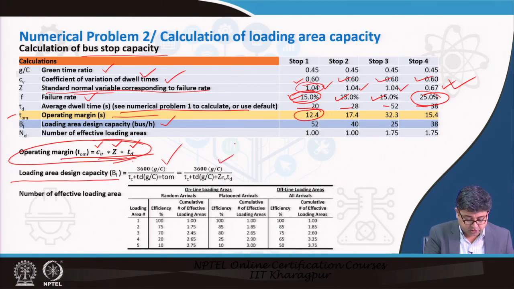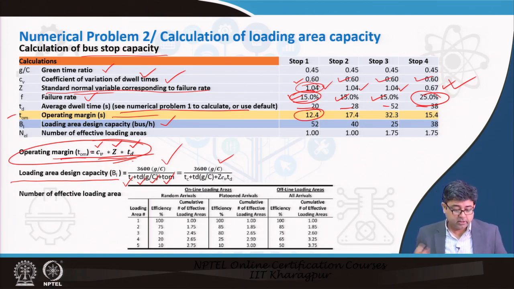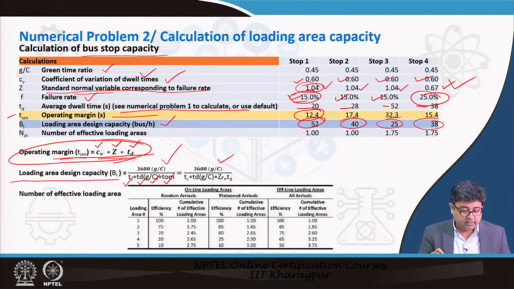Again, this is the G/C ratio you already know, T_c you have already been given, T_d you have already calculated, G/C you know, and T_om is the operating margin that you have calculated. Using that, you develop the loading area capacity. So now you have calculated dwell time and loading area capacity.